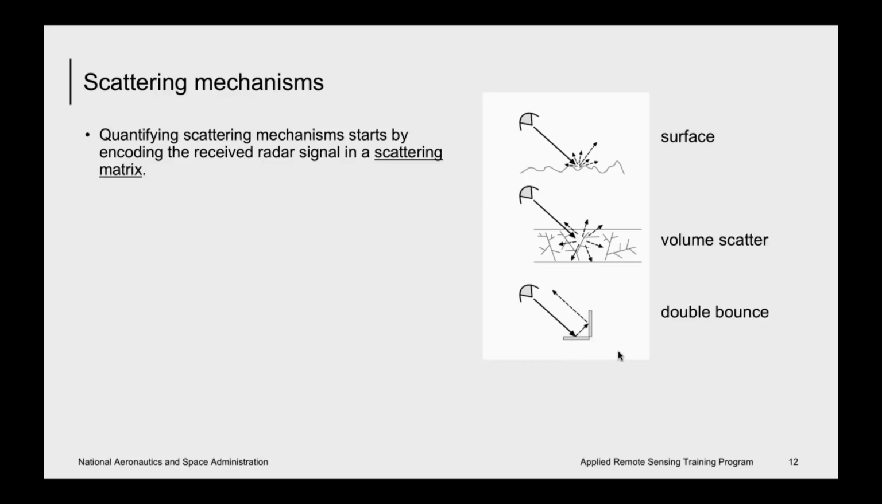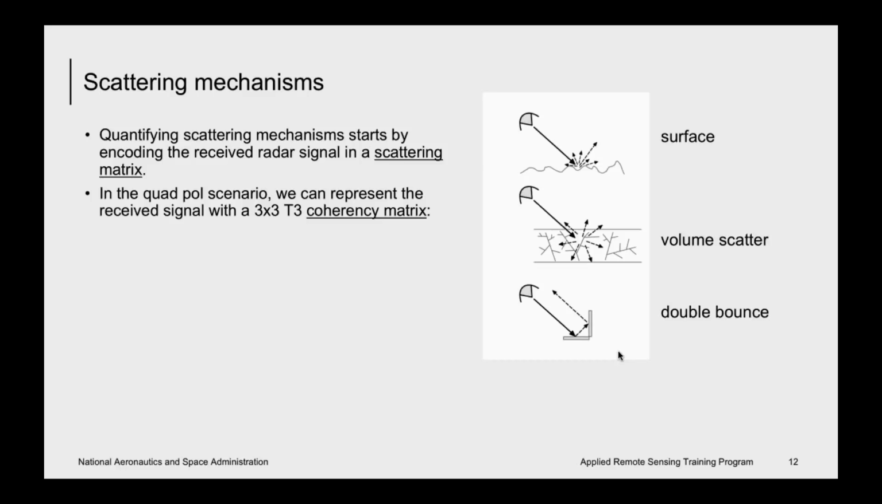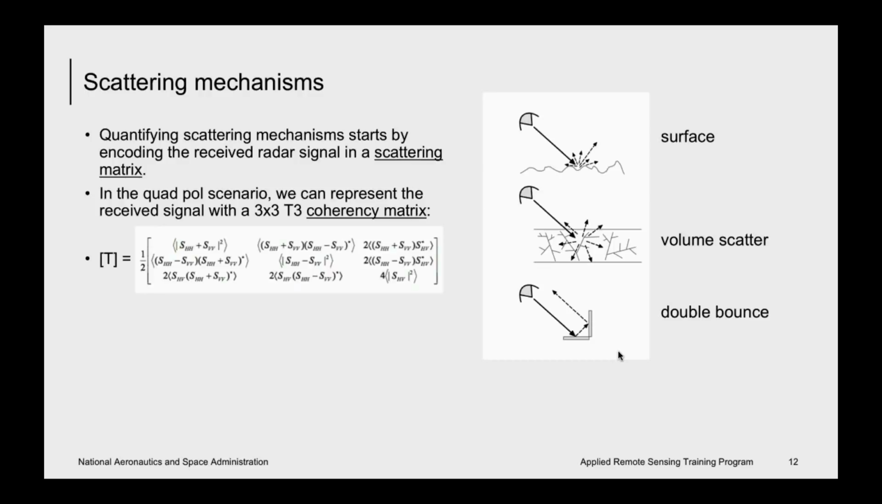So the first thing we need to understand is how this information can be encoded mathematically, and it's represented in a scattering matrix. In the quad pole scenario, when you have HH, HV, VH, and VV, this information is encoded in a 3x3 coherency matrix, also referred to as a T3 matrix. So this is what it looks like. And during the course of your work, you're not going to have to compute this matrix, but this is the starting point for any analysis. And if you work on polarimetry software, it's going to prompt you, what matrix do you want to store your data? So it's useful to understand that.